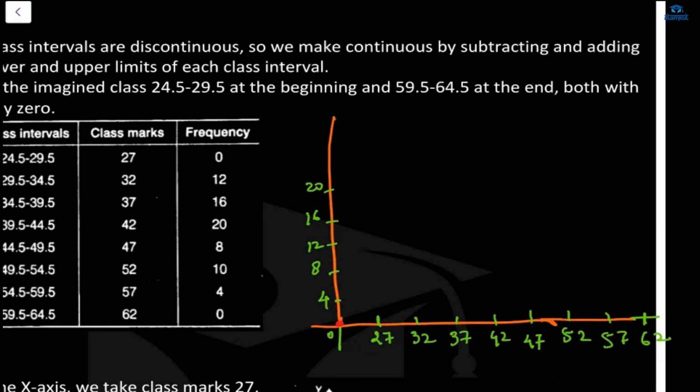Okay, so this will be the point. For 32 it is 12, it will be here. And 37, 16. Okay, 42, it is 20. 47, it is 8. 52, it is 10. 10 will be somewhere here. And 57, it will be 4. And then again, it will be 0. So it will be here. Now I'm getting something like this. Yes, you can see I have drawn it.